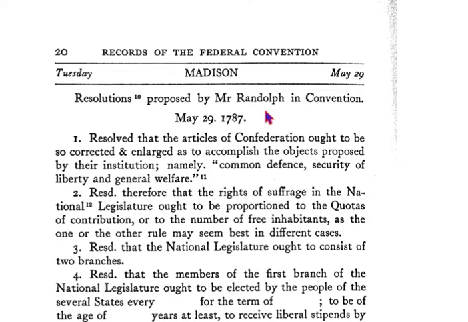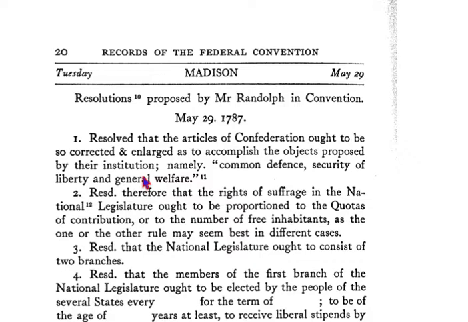So we can look at the records of the Federal Convention and see that only 4 months before the Constitution was signed, it was resolved that the Articles of Confederation ought to be so corrected and enlarged, not repealed and replaced, but corrected and enlarged, in other words, amended, as to accomplish the objects proposed by their institution. So the Articles of Confederation proposed a federal government.